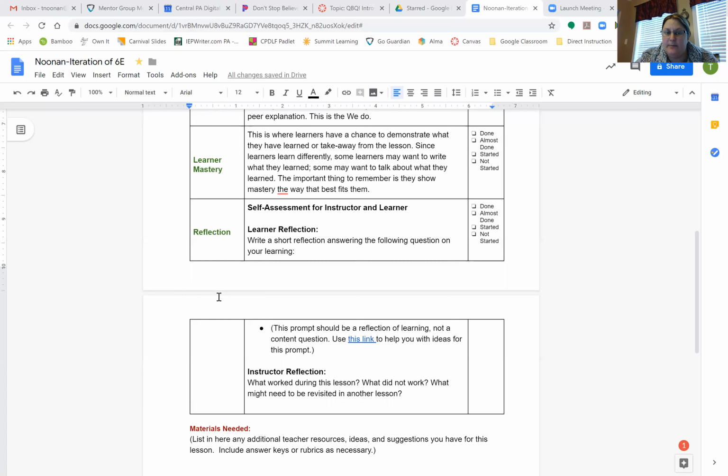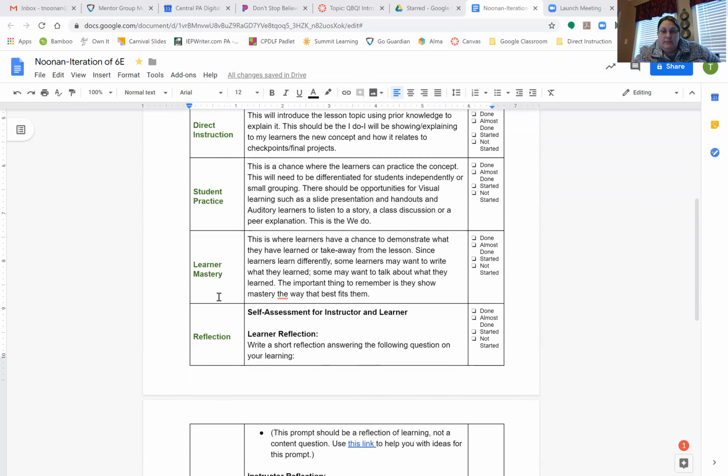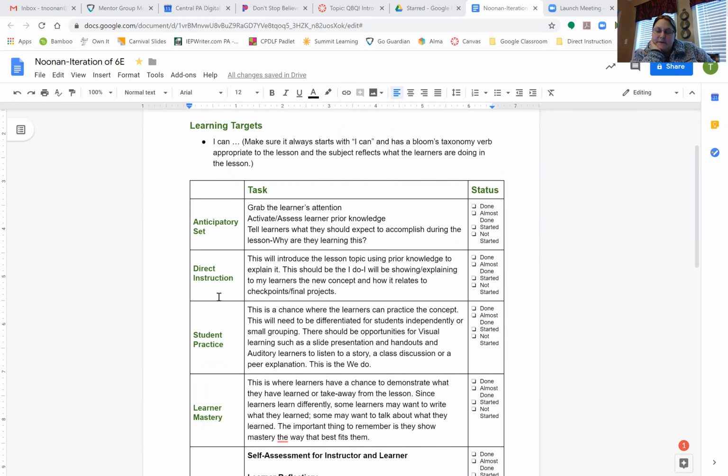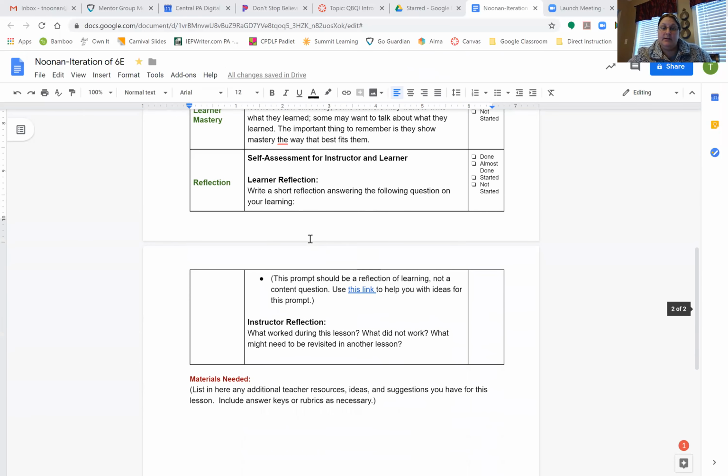Some of these are maybe hard to visualize in a virtual setting, but I think they do follow with what we do in the 6Es. I just sort of called them something different and included some other ideas. And that's all. Thank you.